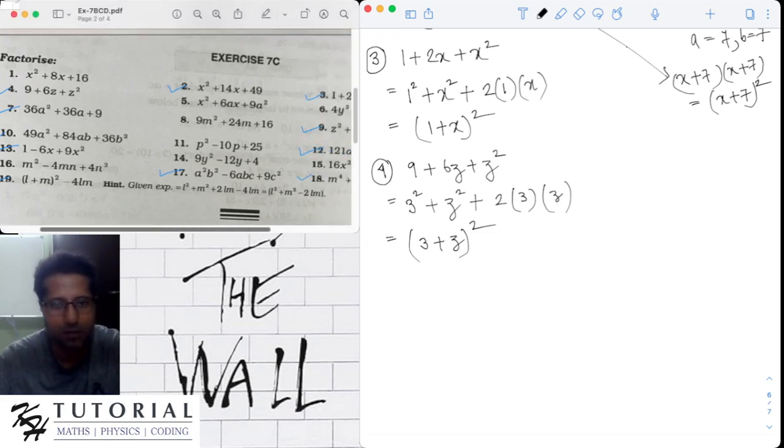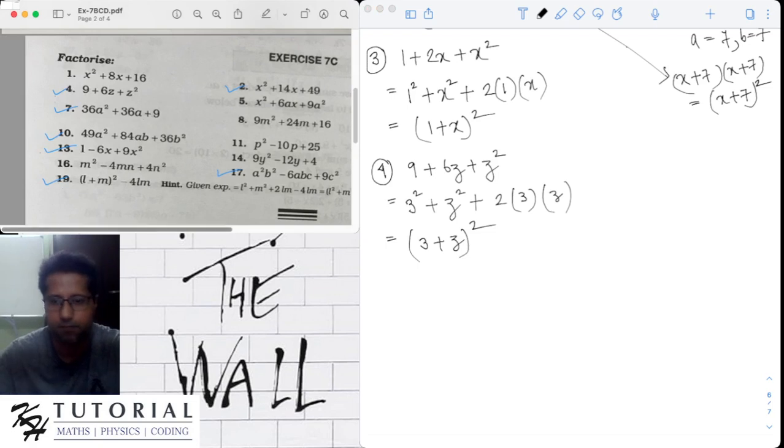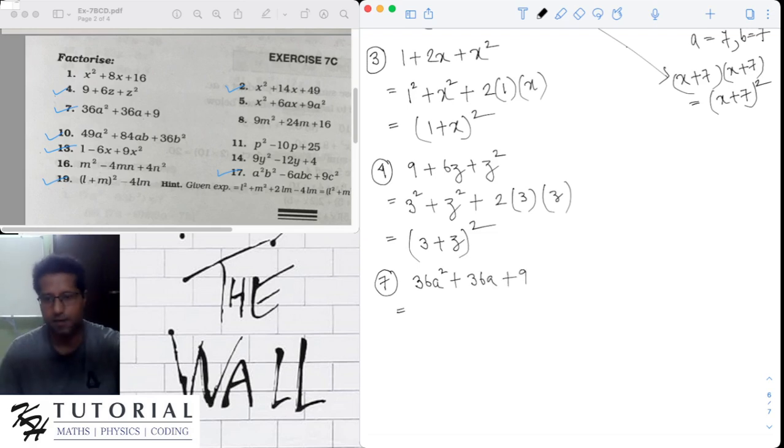Okay, let's do problem number 7. It is 36a square plus 36a plus 9. I can clearly see that 9 is a numerical common factor from all the terms. So I would like to factor out 9 from all the terms. So we have 9 into 4a square plus 4a plus 1. Now I will try to see if I can factorize this expression.